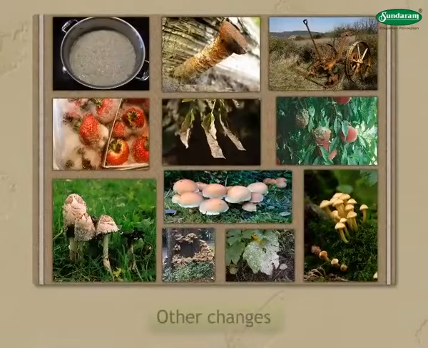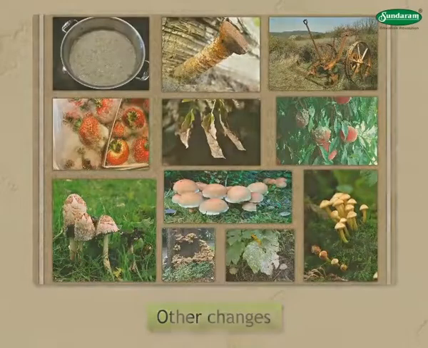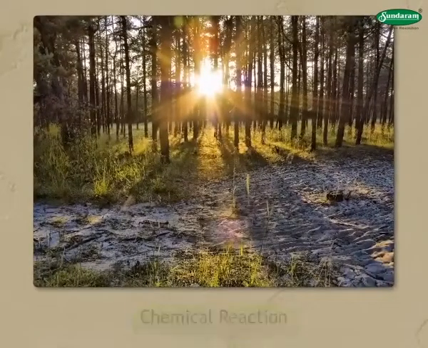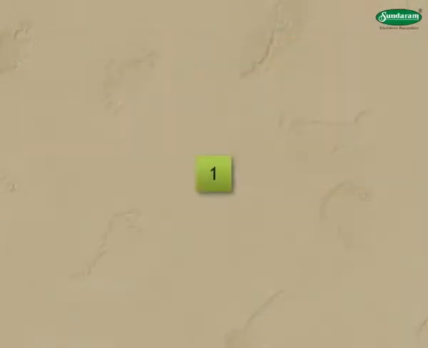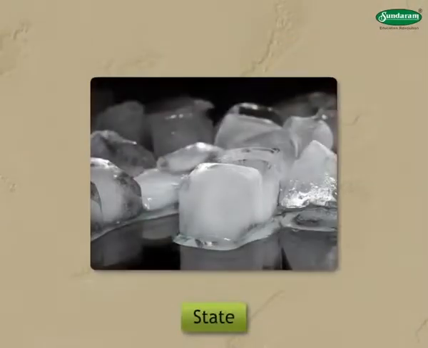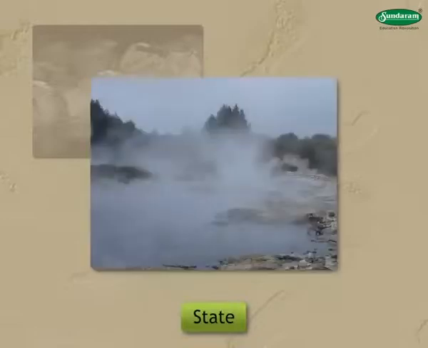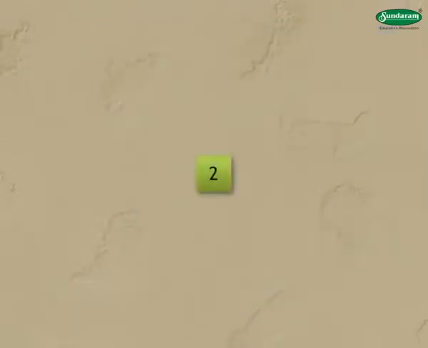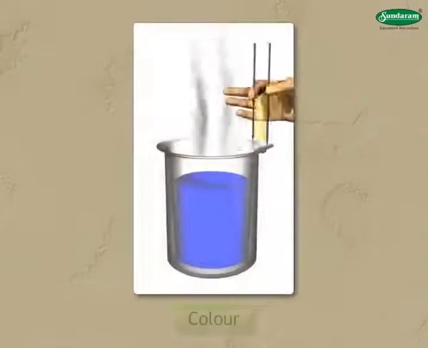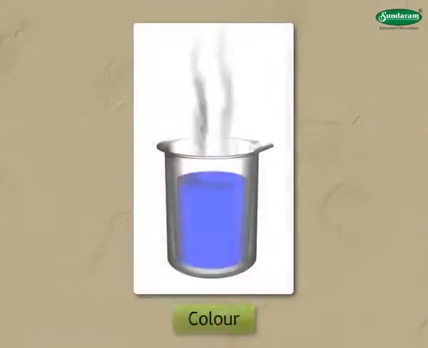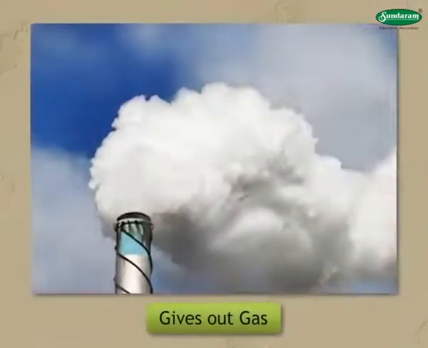Besides these, there are some other changes that take place during a chemical reaction, like when heat is supplied. 1. Its state, that is, solid, liquid or gas, changes. 2. Its temperature rises. 3. Its color changes. 4. It gives out gas.